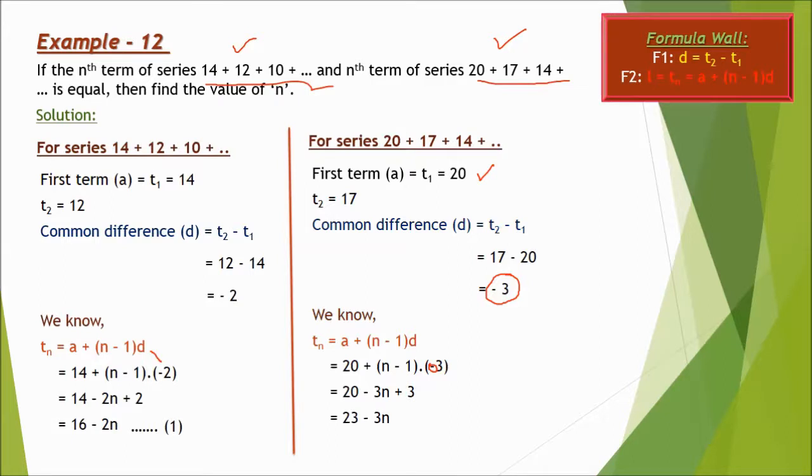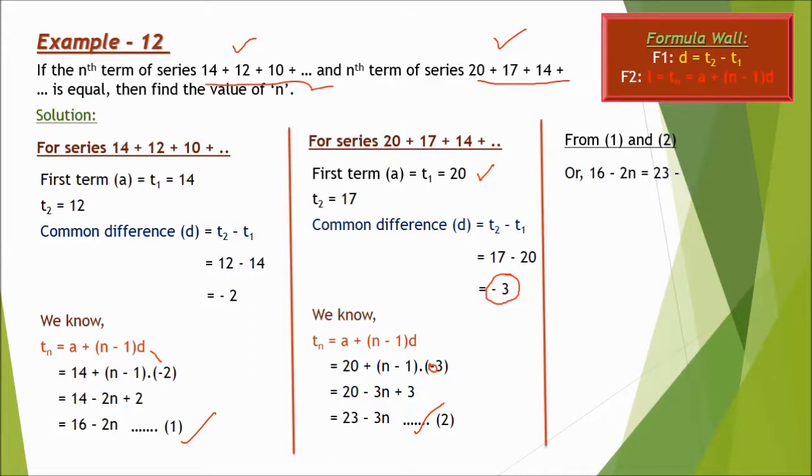Now according to the question, this equation 1 and equation 2 are equal, isn't it? They are the general terms for series 1 and series 2. Now from 1 and 2 we can equate those general terms. 16 minus 2n is equal to 23 minus 3n, and taking like terms on the same side, 3n minus 2n is equal to 23 minus 16, or n is equal to 7. That's the answer, n is equal to 7.